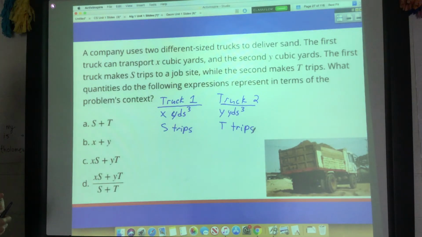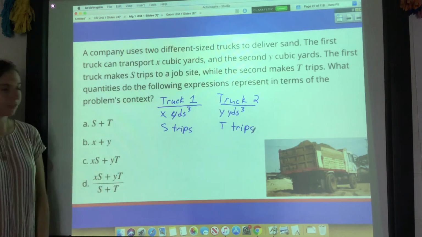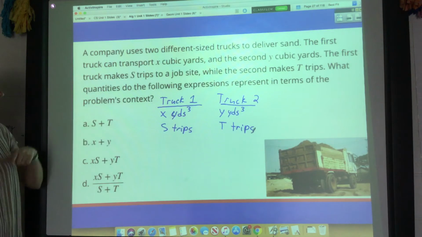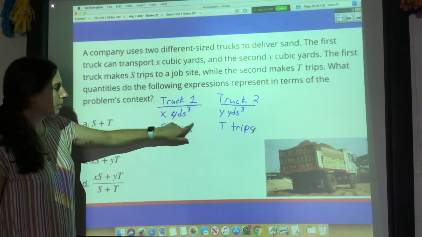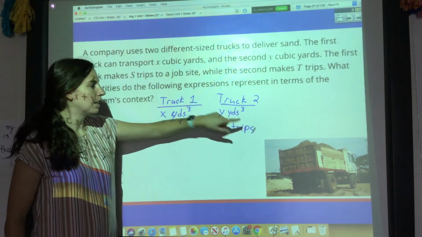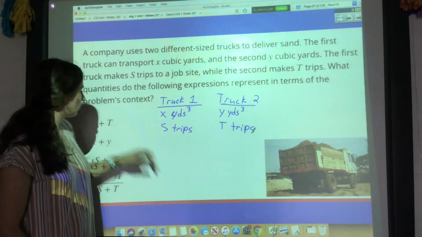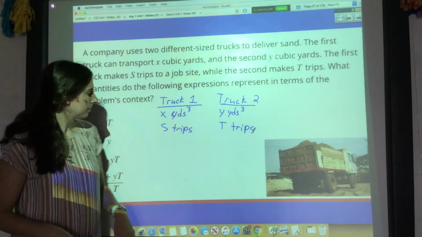All right, so let's interpret each of these. This is not multiple choice. We're going to interpret each one of these. So what is S plus T? S plus T is the total number of trips that truck 1 is taking plus the total number of trips truck 2 is taking. So S plus T would be the total amount of trips for both trucks.